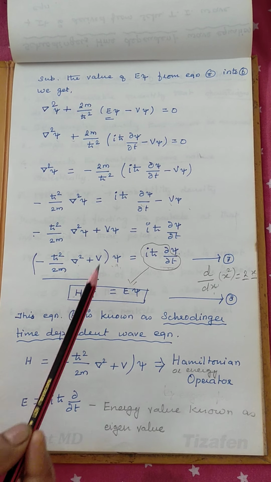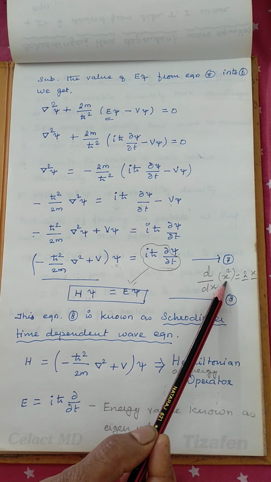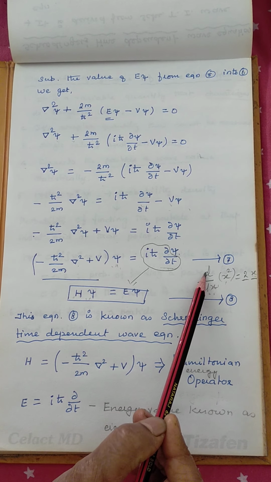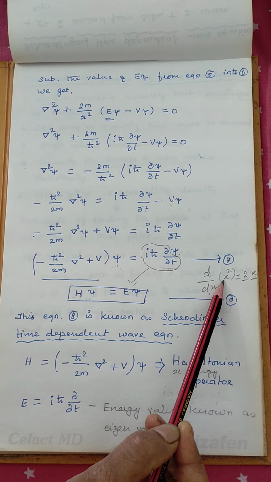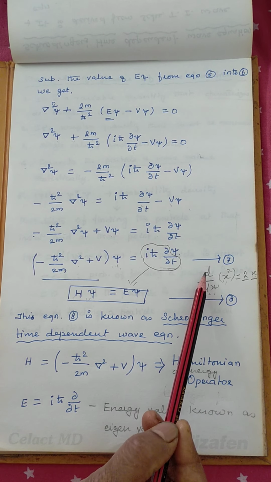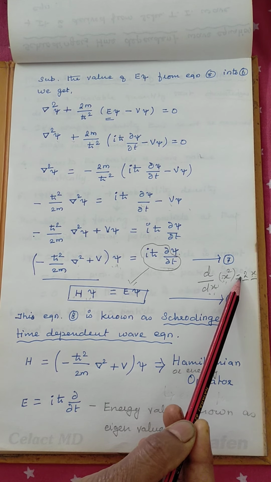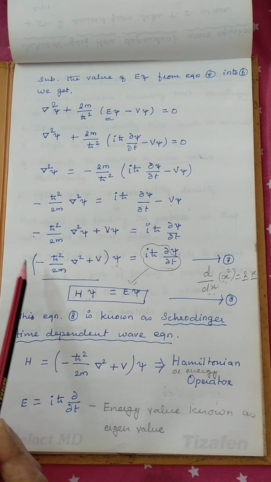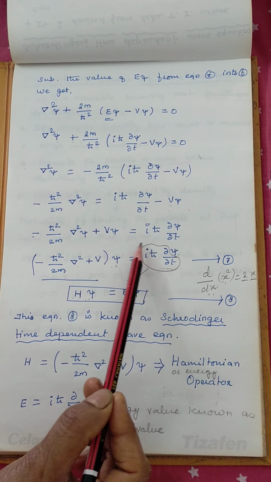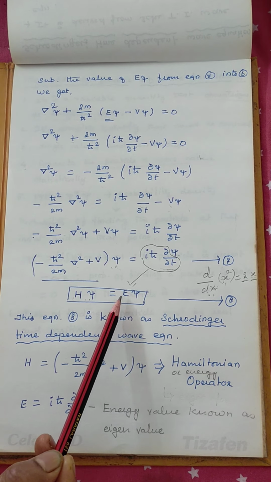See, this operator can be understood simply by considering this. Say for example, this is a function, d by dx is an operator. Say for example, d by dx which operates on this function, say x square, gives a value of 2x. That is, an operator operates on a function which gives the same function multiplied by some constant. Here also this is an operator which operates on the wave function psi, which gives the same function multiplied by some constant. This constant is known as E, that is the energy value.